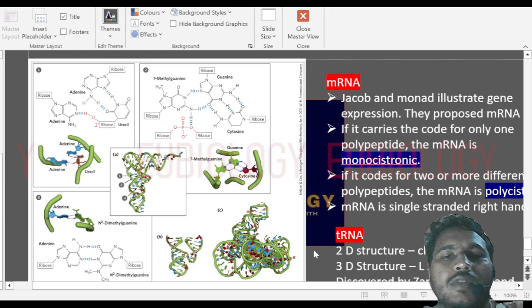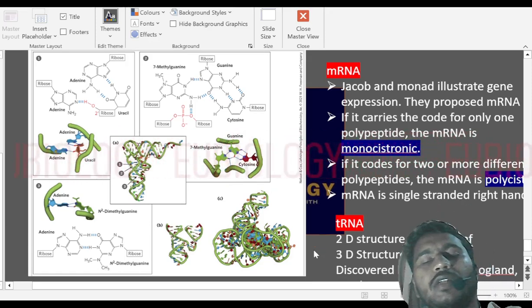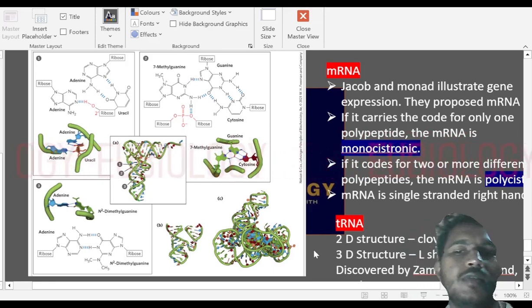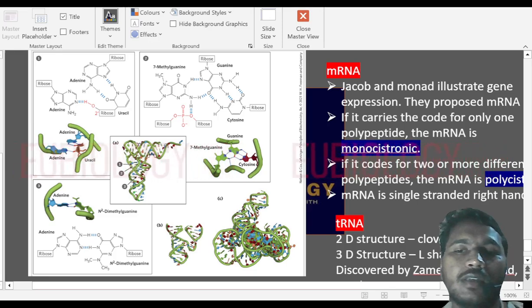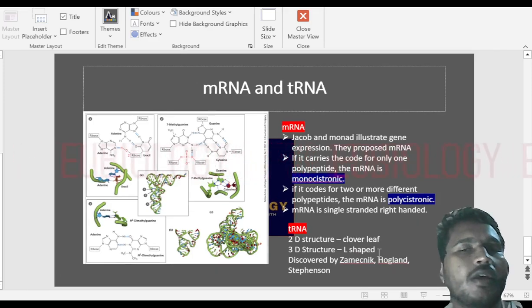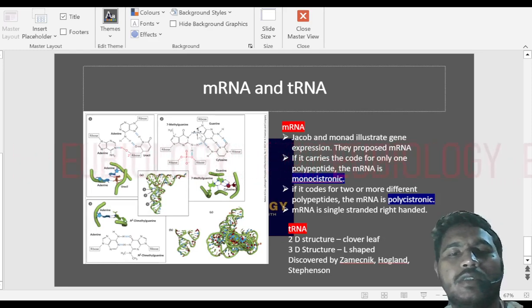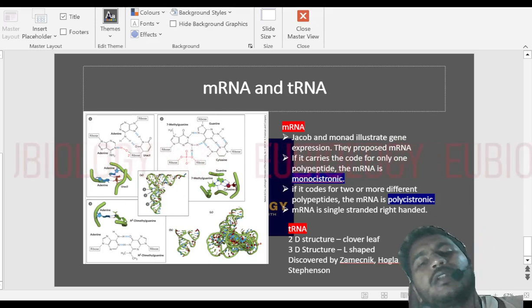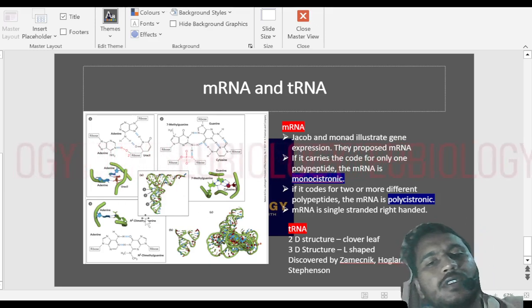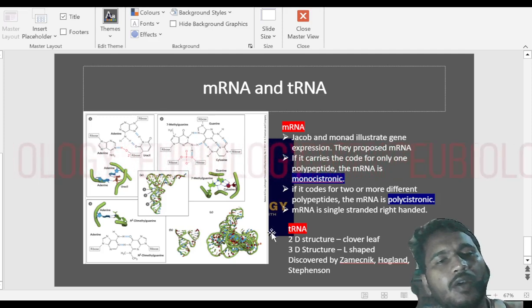So this tRNA is usually a cloverleaf-like structure in 2D, and in 3D it is L-shaped. The tRNA was first discovered by Jamnick and Hogland, and one more scientist, Stephenson. This unusual base pairing you see in the tRNA is a phenylalanine tRNA, and the first tRNA which was sequenced and discovered was the alanine tRNA. It was discovered by Holley.